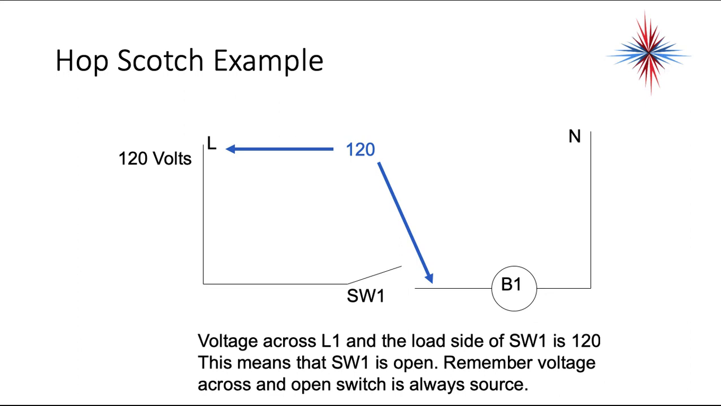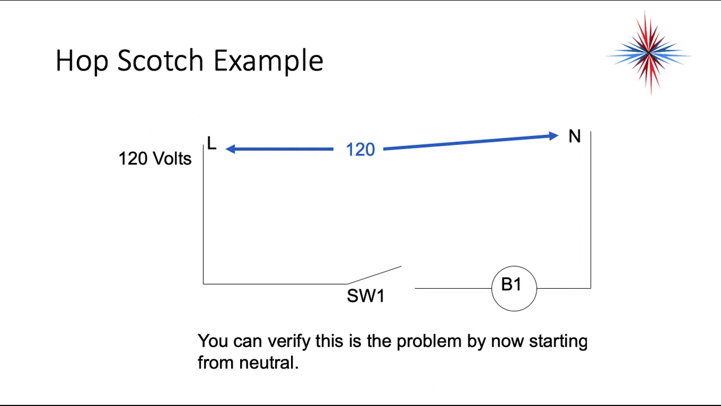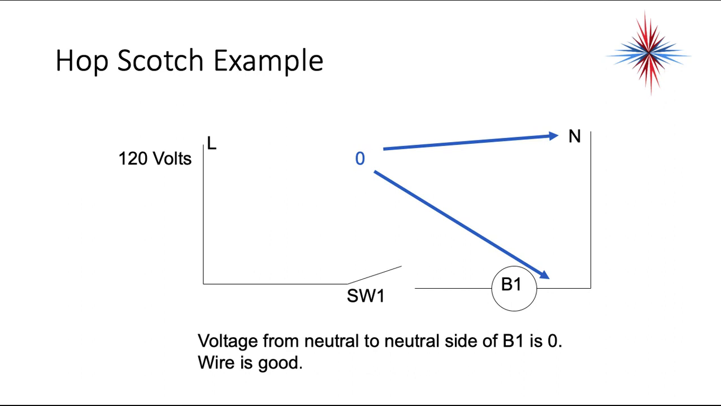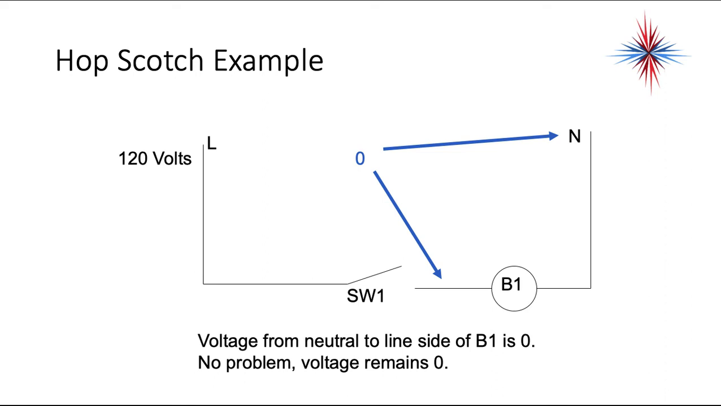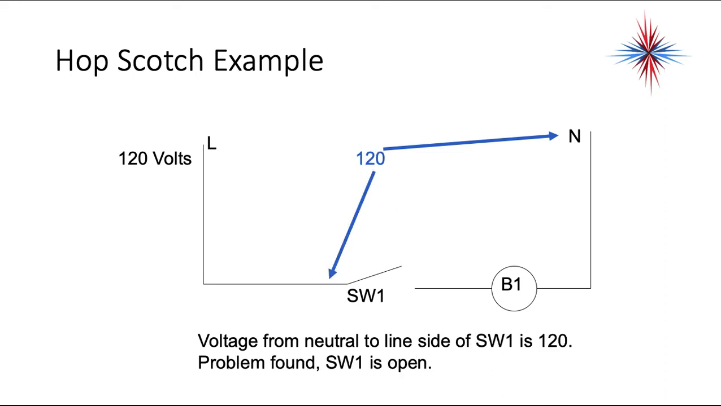Now, in a schematic, it's easy to see if the switch is open or closed. But in real life, this switch is inside some enclosure, so you have to be able to tell using your meter what's open and closed. You can verify this is the problem by starting from neutral. Okay, we go from neutral to the neutral side of B1, 0, fine. Go from neutral to the line side of B1, 0, fine. Go from neutral to the line side of switch 1, 120 volts. Again, you have verified the problem. Switch 1 is open.